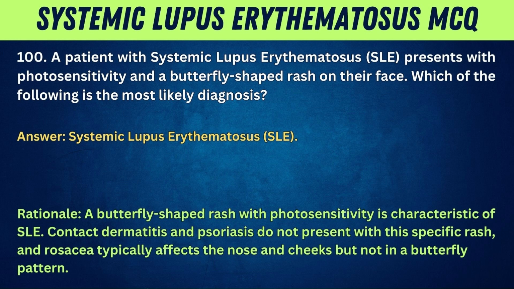Rationale: a butterfly-shaped rash with photosensitivity is characteristic of SLE. Contact dermatitis and psoriasis do not present with this specific rash, and rosacea typically affects the nose and cheeks, but not in a butterfly pattern.